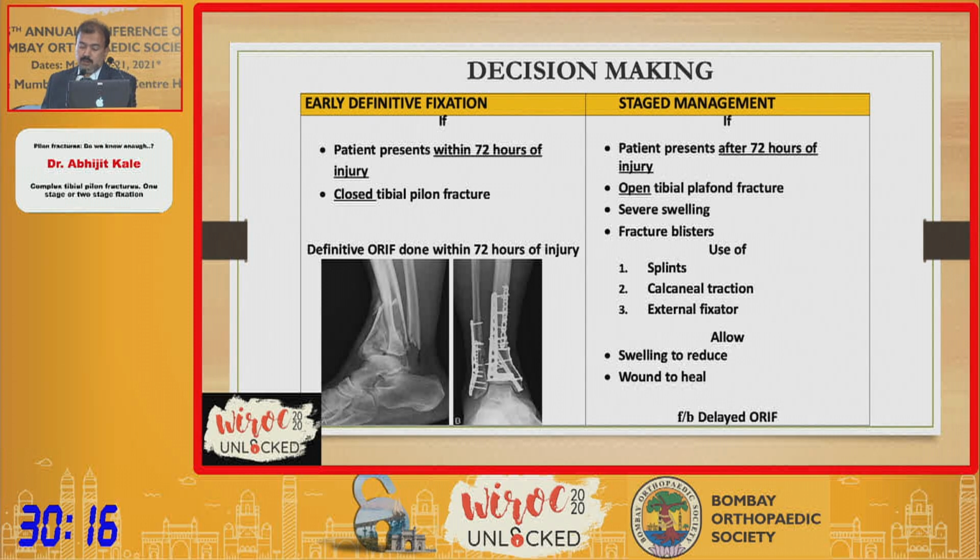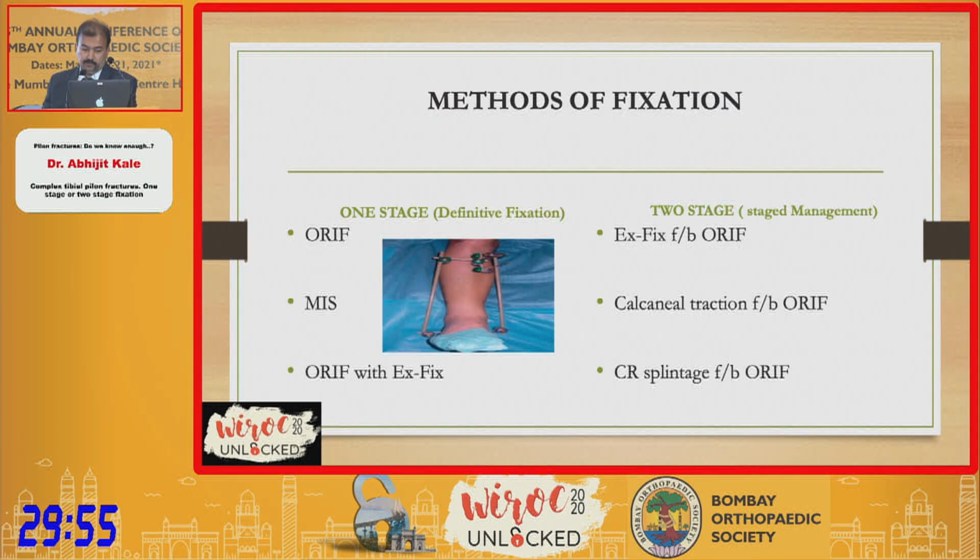In the first stage, a surgeon can use either a splint, or put in a simple calcaneal pin and give skeletal traction, or even put in an external fixator. One needs to wait for a period of about 10 to 14 days, let the inflammation settle, look for the wrinkle sign, and then go in for a definitive fixation. So what are the types of fixation? One-stage fixation can be purely internal fixation, or a modification such as MIPO or an MIS technique, or at times one may combine ORIF with an X-fix.